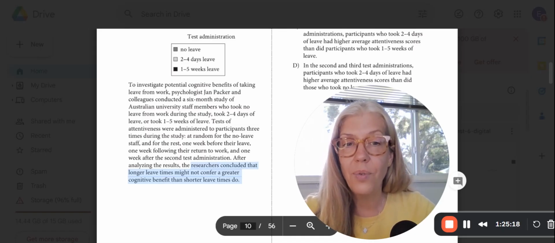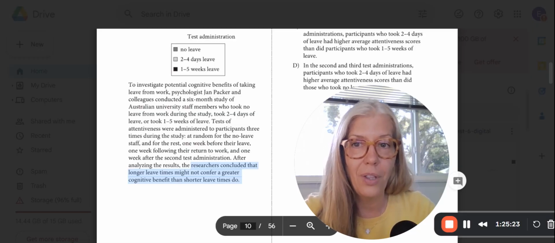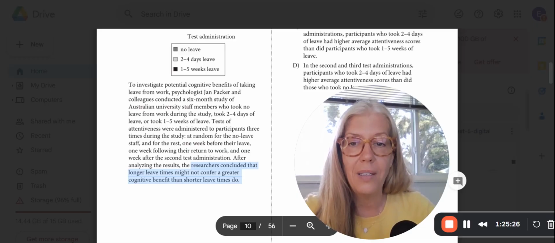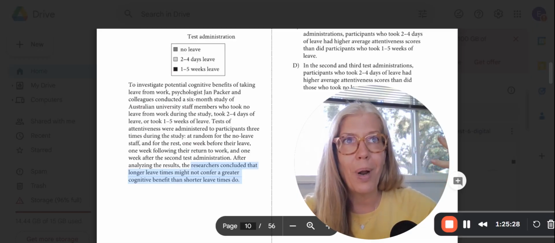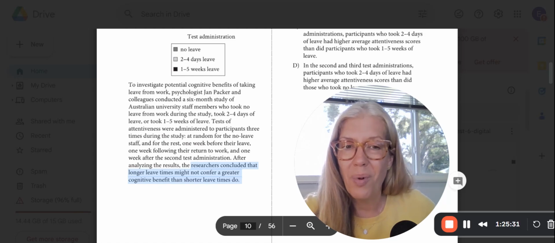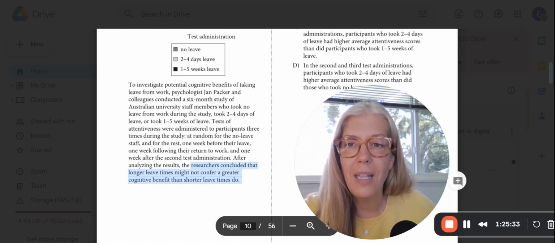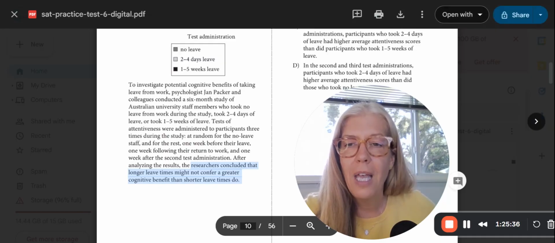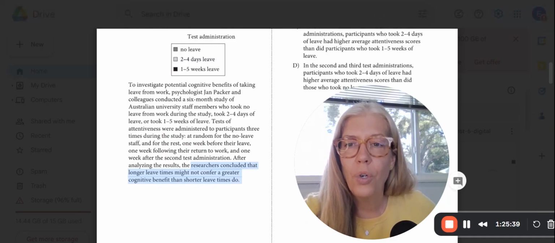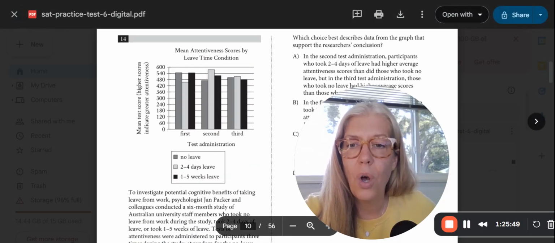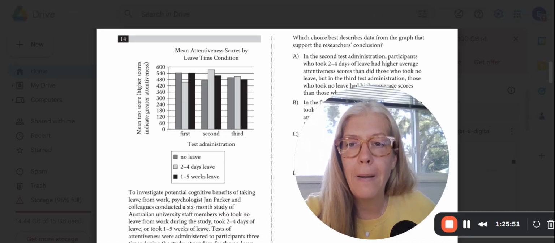So longer leave times are not better than shorter leave times, or shorter leave times are better than longer leave times in terms of cognitive benefit, which is just your brain power. So I know nobody wants to hear that, but shorter leave times. And then they're telling us up here in the graph that shorter leave times is like 2 to 4 days of leave. And then longer leave times is 1 to 5 weeks of leave. So shorter is better than longer. And that is always going to be supported by the data in the graph.